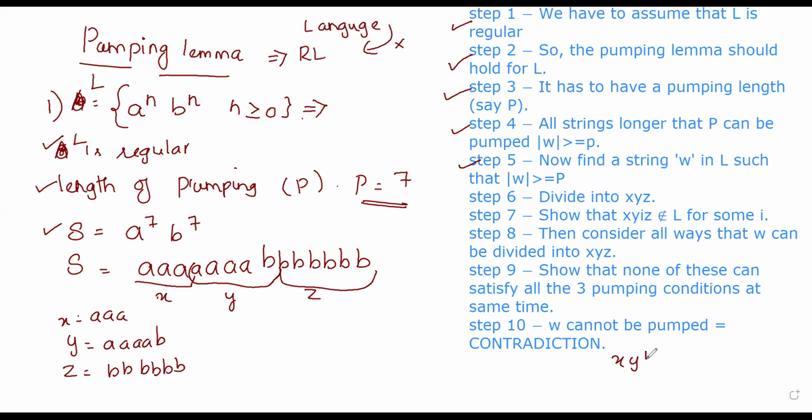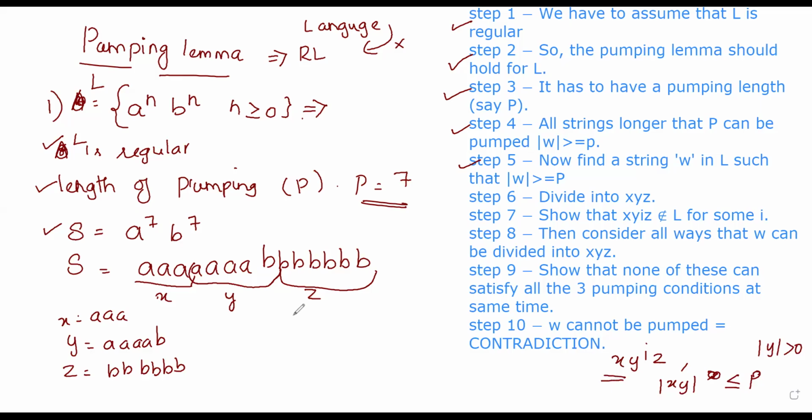x y power i z is not in the language, it is not accepted. Then you have to prove that the length of xy is greater than or equal to 0. Also you have to prove that the length of x and y is lesser than p, and you have to prove that the length of y is greater than 0. If it is not a regular language, these conditions will not be accepted. If it is a regular language, these conditions will be accepted.